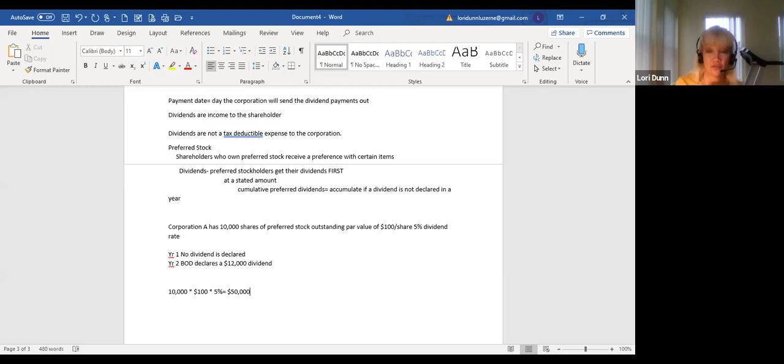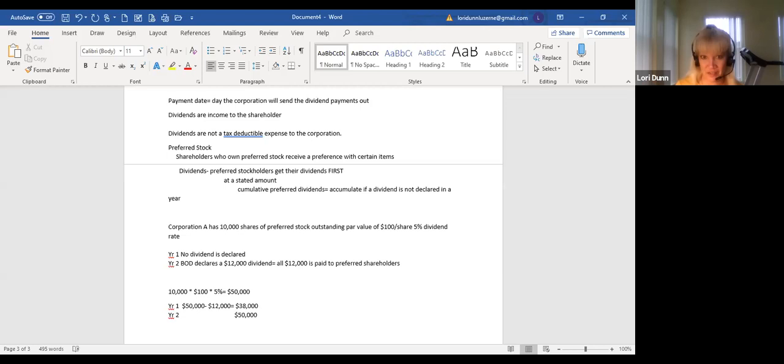So here's what happens. All $12,000 is paid to the preferred shareholders. And really, watch what happens. Year one, they should have received $50,000. They just received $12,000 of it. So they're still owed $38,000 from the year one dividends they never received. Also, they're owed the $50,000 in dividends from year two that they didn't receive.